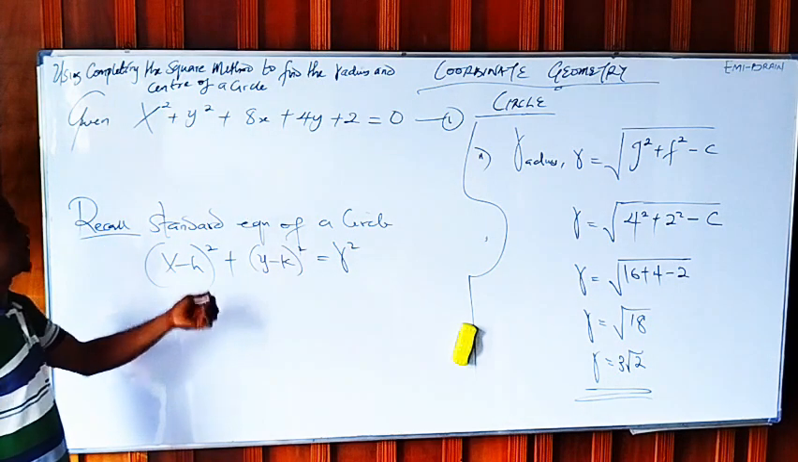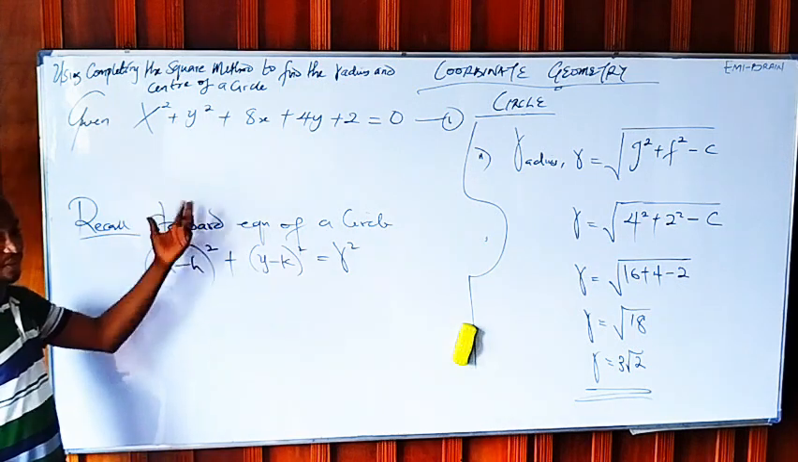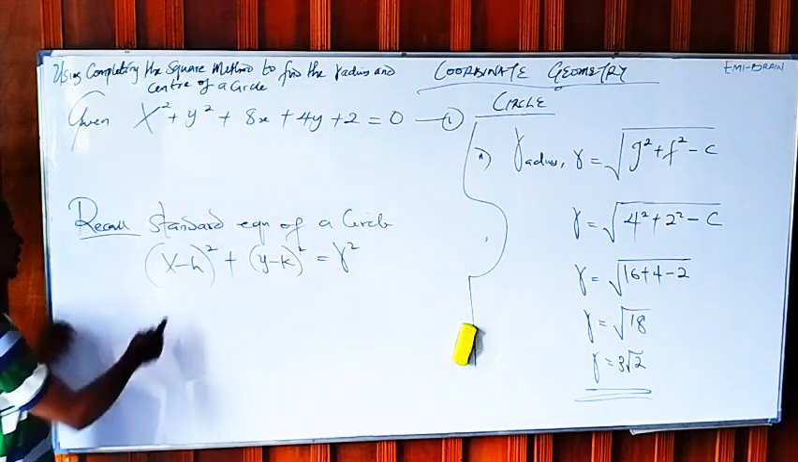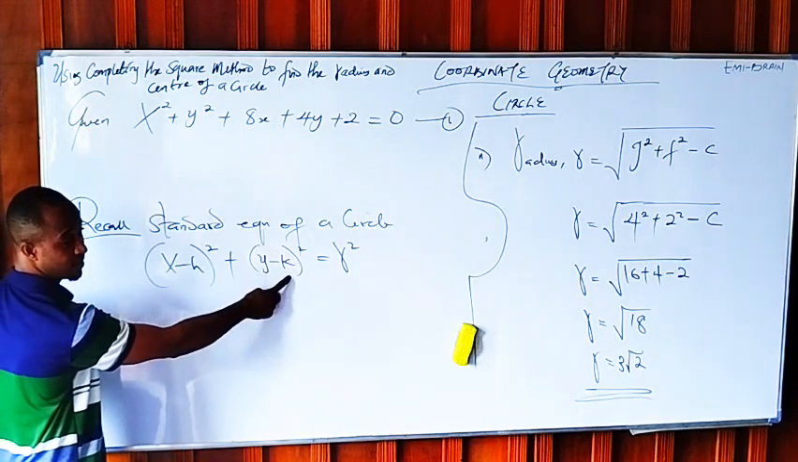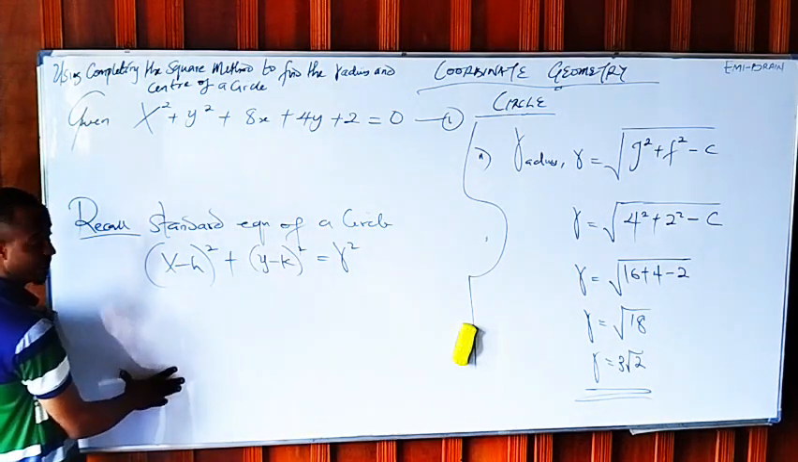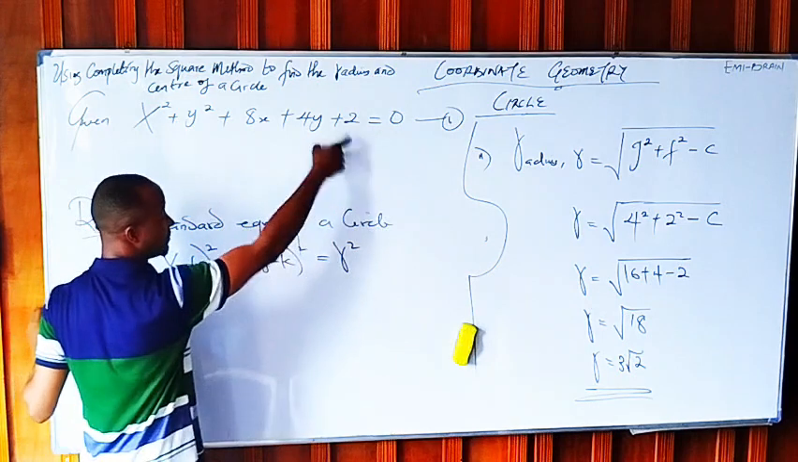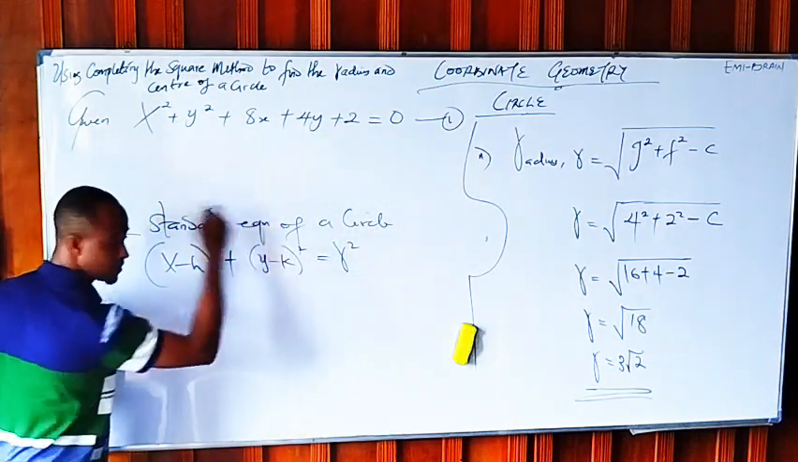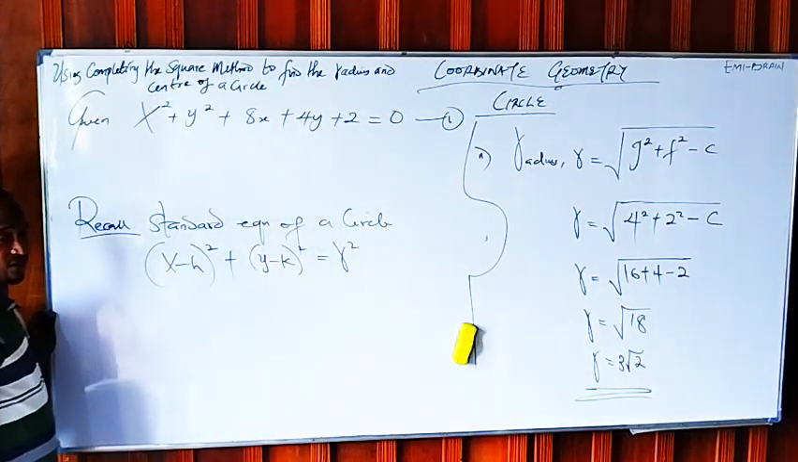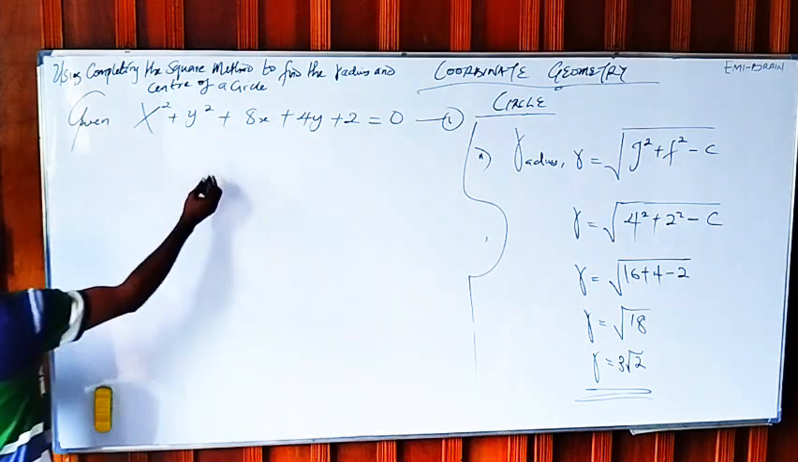Are you there? Then when you reduce this to this form, you can compare the equation with this to find your h and k. That will form your center. Then compare this radius with what you have from here. That will give you your radius. Are you following me? So, solution.